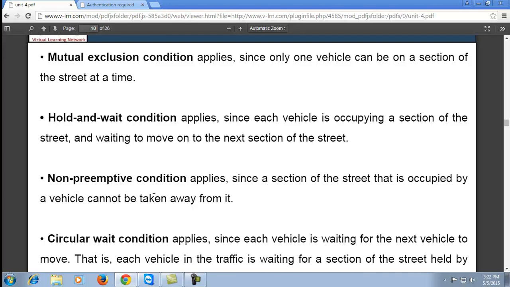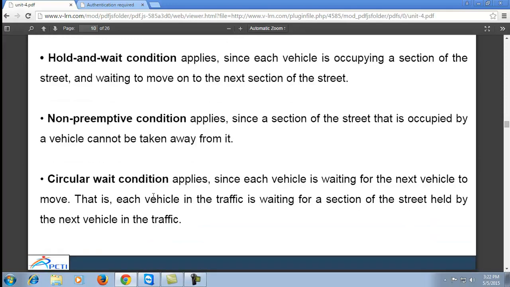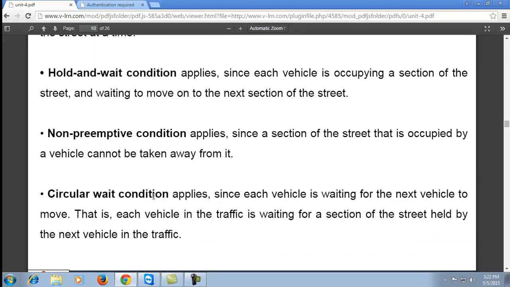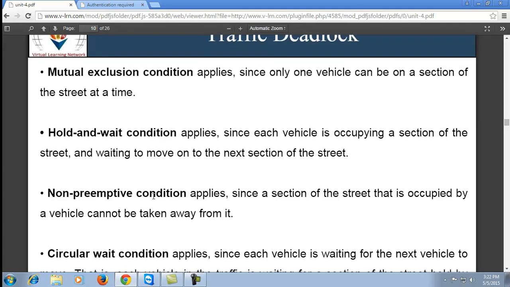And the next is the circular wait condition, which is very popular. In a deadlock, the condition applies since each vehicle is waiting for the next vehicle to move, that is, each vehicle in the traffic is waiting for a section of the street held by the next vehicle in the traffic. These conditions are the characteristics, or you can say the causes, of deadlock.